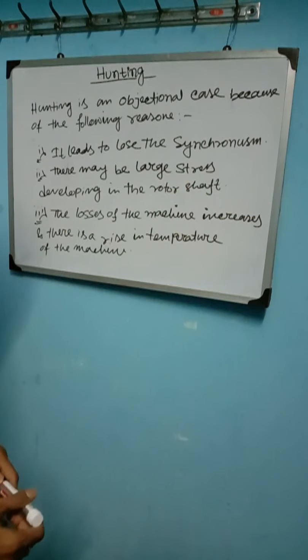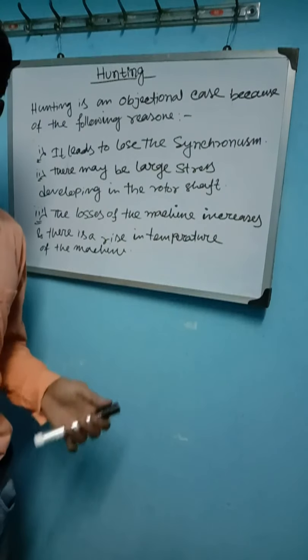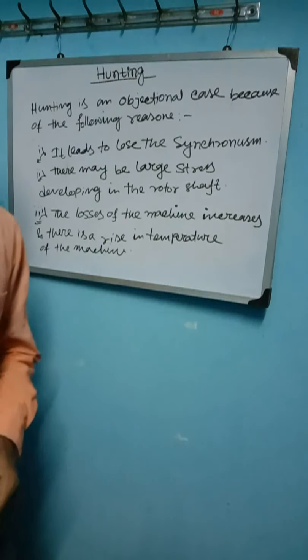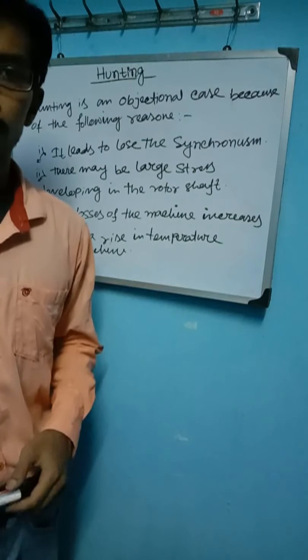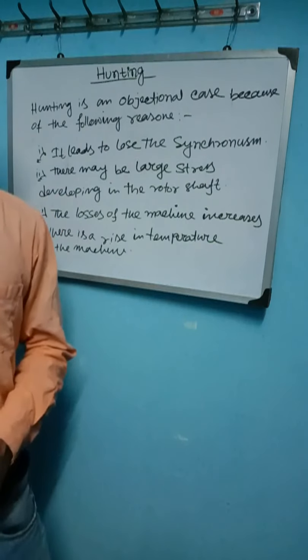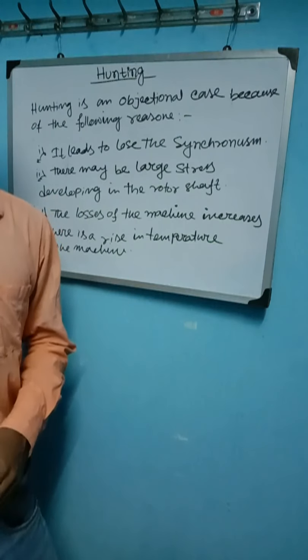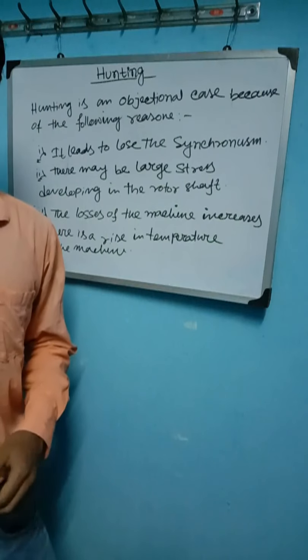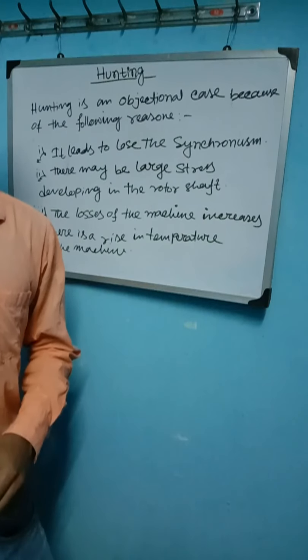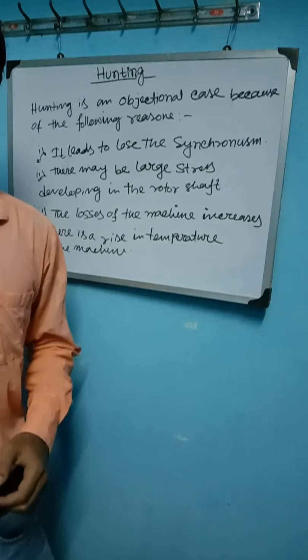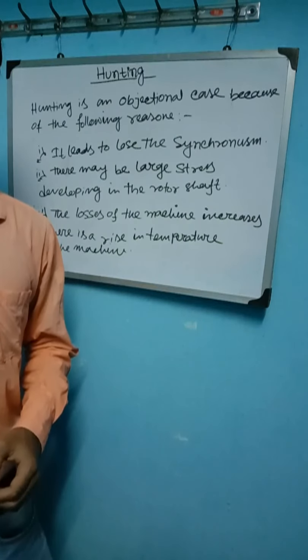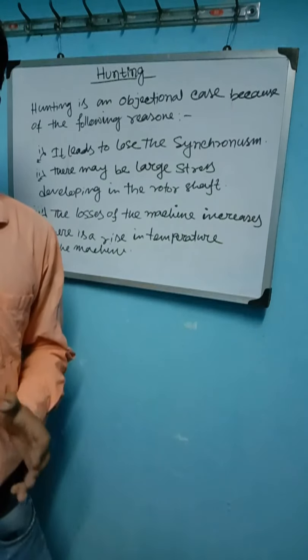And we also know how to minimize it. As we told earlier, using the damper winding or squirrel cage winding we can reduce the hunting. And how does it work? The damper windings are short circuited, and they carry current, and the current of each conductor develops a torque which moves the rotor shaft.